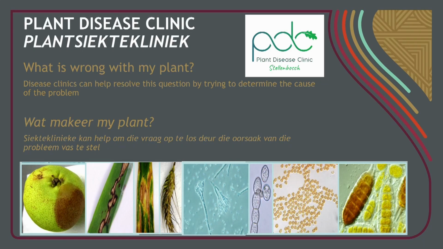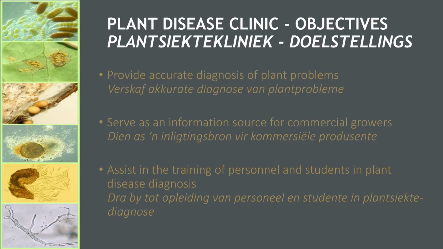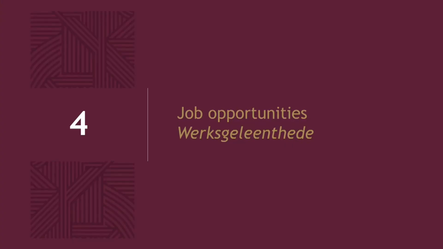We also have a plant disease clinic within the department, and this clinic provides a relevant service to industry, but also trains third and fourth year students. The disease clinic receives more than 1,000 samples per year. They are very active and provide an essential service to the agricultural industry, as well as botanical gardens and even house gardens. The objectives of the disease clinic include to provide accurate diagnosis of plant diseases, serve as an information source for commercial growers, and assist in the training of personnel and students in plant disease diagnosis.